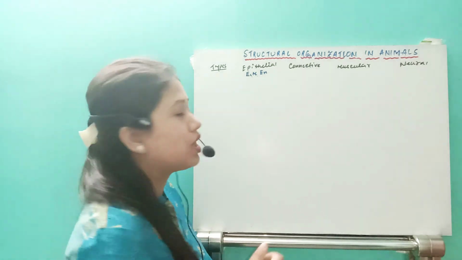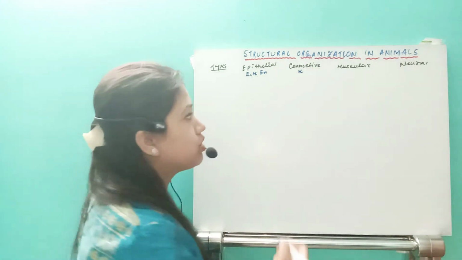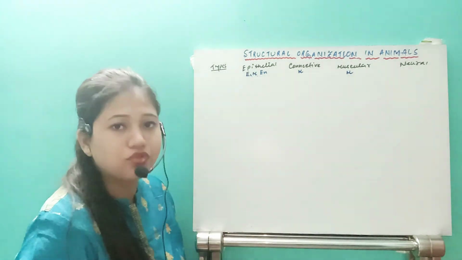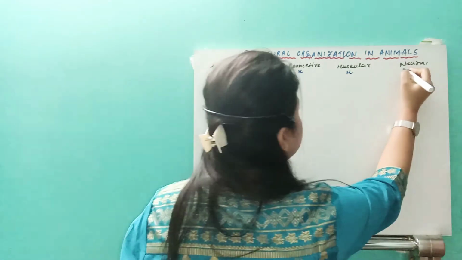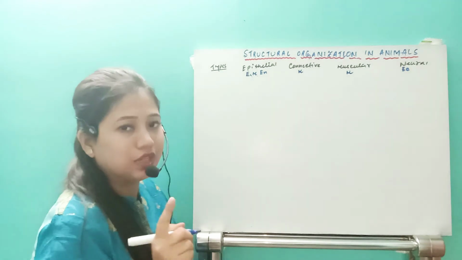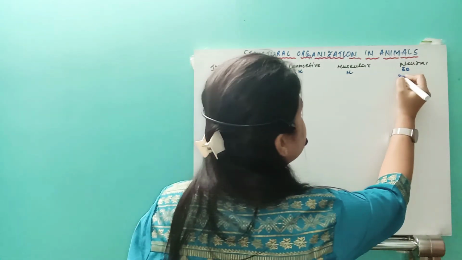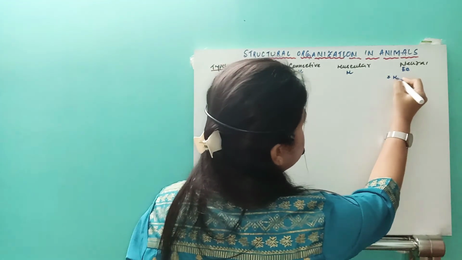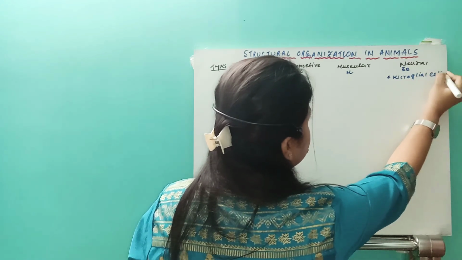If it comes to the connective tissue, remember it is only mesodermal in origin. Even in the case of muscular tissue, it is also mesodermal in origin. But if it comes to the neural tissue, then it is only ectodermal in origin. But you have to remember one exception: in the neural tissue we have a specific type of cell that is known as the microglial cell, right?